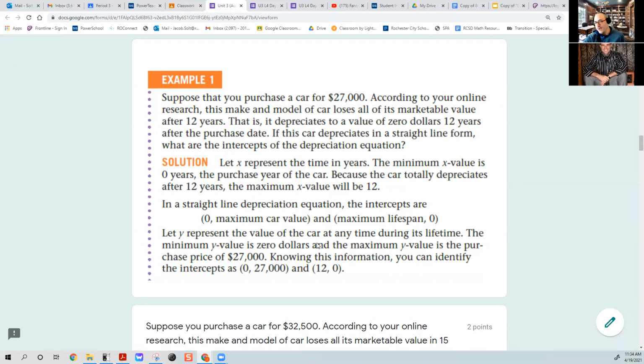We have another coordinate point. We know the maximum lifespan is 12 years. At 12 years of time, we know the car value turns to 0, right? We're saying it loses all of its marketable value. So now with these two coordinate points, the first one, when the car is first sold at its maximum car value, and the second point, the maximum lifespan, when the car is worth 0, we can use these two points to create a slope.